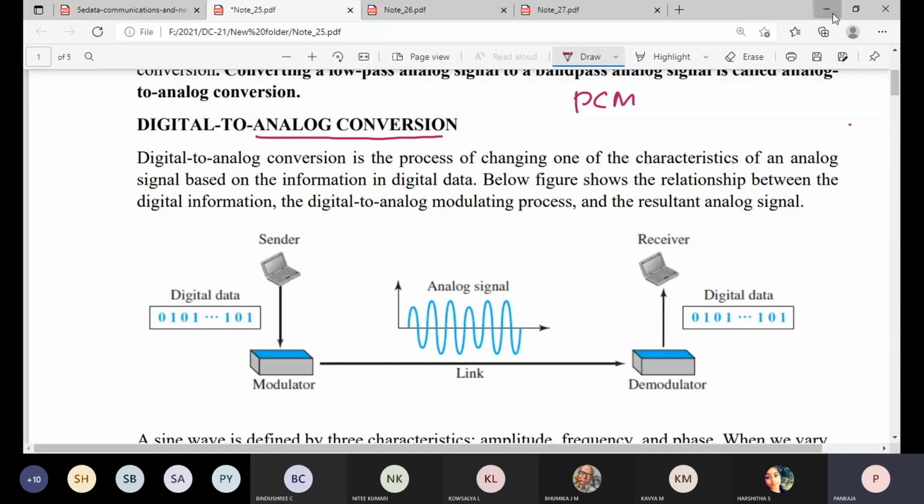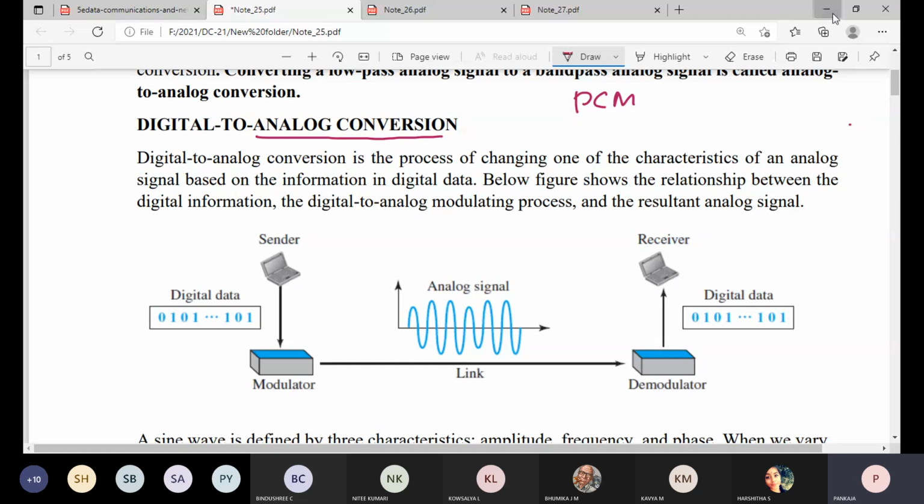Analog to digital. In this we discussed PCM, pulse code modulation. Now we are going to discuss digital data. If you have digital data, how can you convert it to an analog signal? There are three main methods. ASK, that is amplitude shift keying, and the second one is FSK. Today we are going to focus on these two methods.